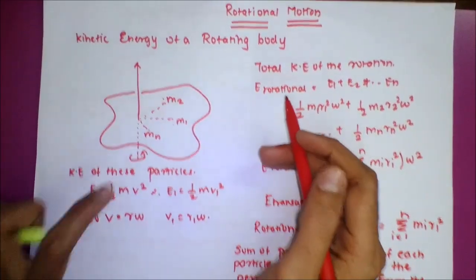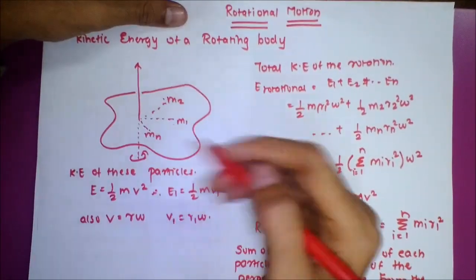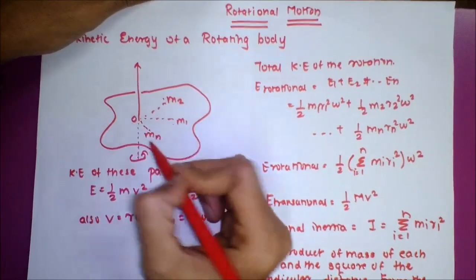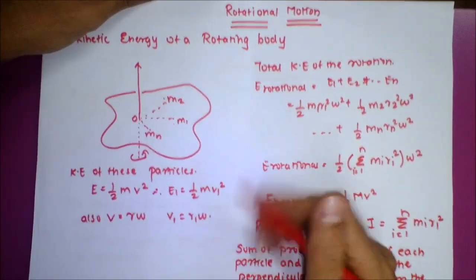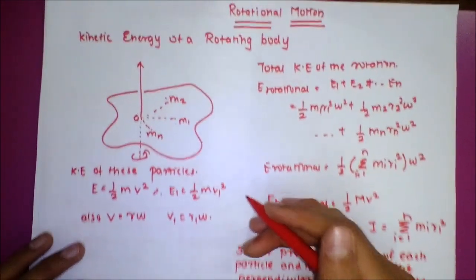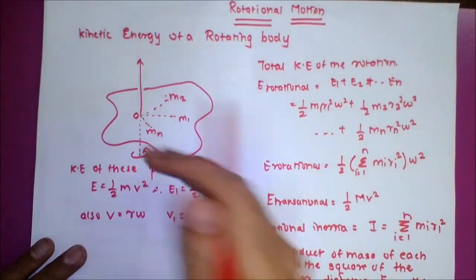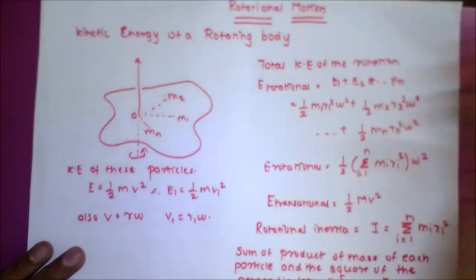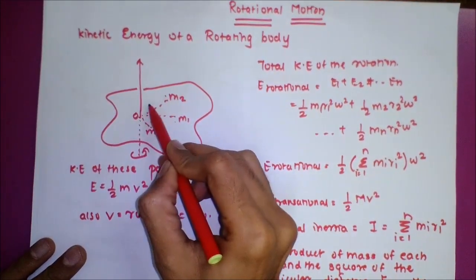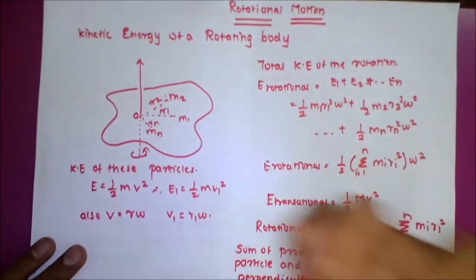We consider a body of mass m, rotating with angular velocity omega about an axis passing through the point O. It is rotating about the axis perpendicular to the plane of the paper. Let us divide this whole body into small masses m1, m2, m3, m4, and so on up to mn, and the distances from the center O are r1, r2, r3, up to rn.